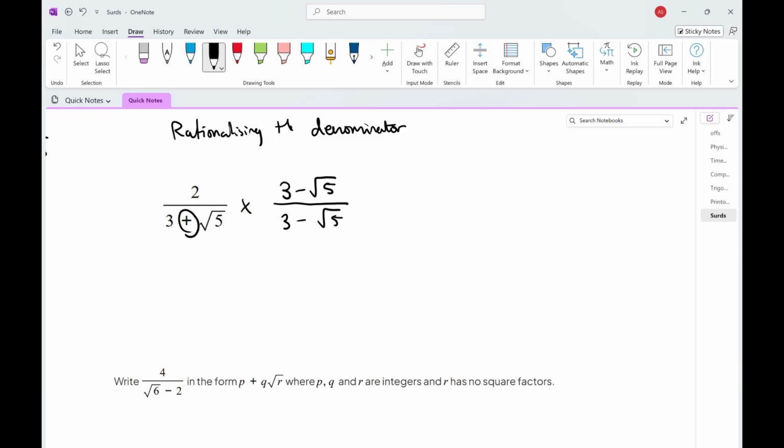3 minus root 5 over 3 minus root 5 is obviously 1. So I'm still timesing it by 1, which is legal in maths, more or less. It's legal, so now we can just use expanding out, just timesing everything all together. So 6 minus 2 root 5, because 2 times minus root 5 is minus 2 root 5, over 9 plus 3 root 5 minus 3 root 5.